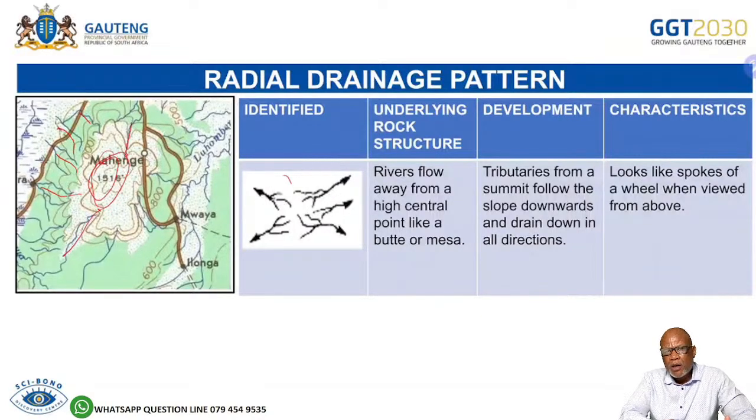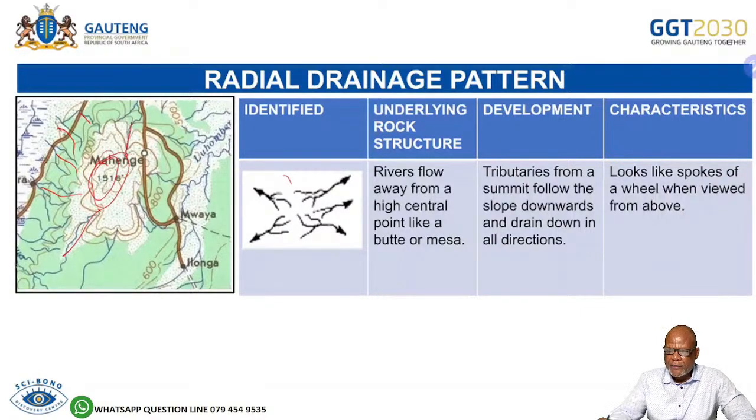So if you are writing your examination and you see features and they say identify a stream pattern at point A or point B, you look, and if you have contour lines that are very close to each other there and you have streams that are radiating there, you must know that is your radial pattern.